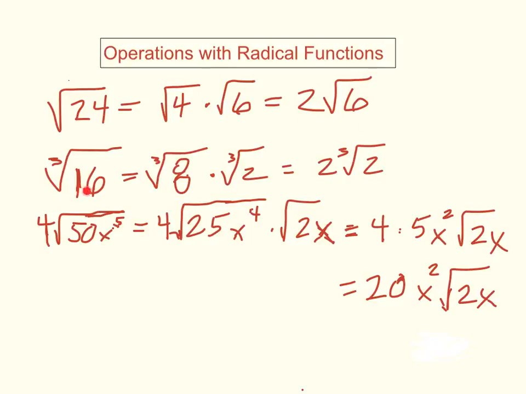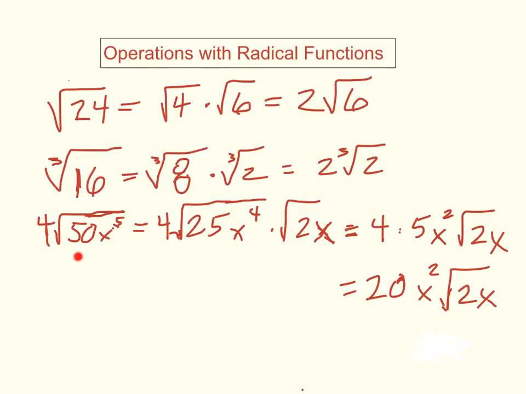So when you have a problem like this, the cube root of 16, you want to find the largest perfect cube that divides evenly into 16. The largest perfect cube that divides evenly into 16 is 8. And 8 times 2 is 16. The cube root of 8 is 2, and it leaves me with 2 times the cube root of 2, which cannot be simplified any further.